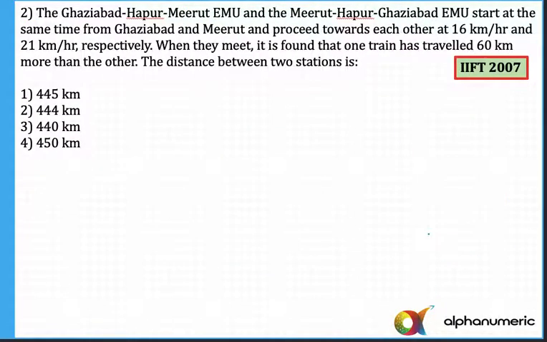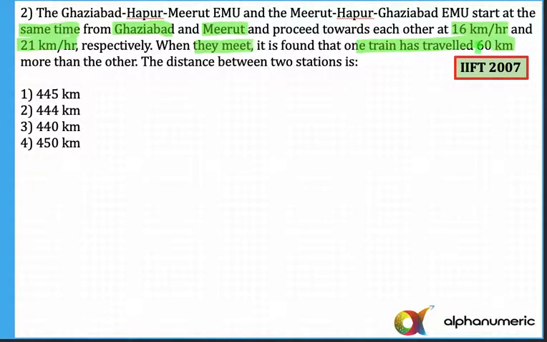Now this is from the IFT 2007 paper. It says that the Ghaziabad Hapur Meerut EMU and the Meerut Hapur Ghaziabad EMU start at the same time. So both the trains started exactly at the same time, one from Ghaziabad to Meerut and the other from Meerut to Ghaziabad, and proceed towards each other at 16 km per hour and 21 km per hour. So both the trains are traveling with speeds of 16 and 21. Now both the trains started at the same time, so when they meet, the total time taken by both the trains will be exactly the same. It is found that one train has traveled 60 kilometers.